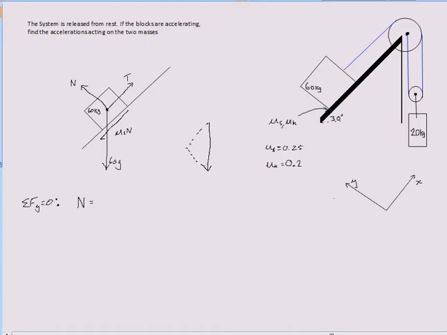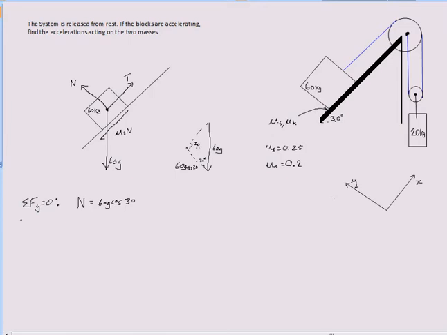We know that this angle right here is 30, which means this angle here is 30, which means the component of gravity in the vertical direction is simply going to be 60g cosine 30. Which means that n is going to be equal to 60g cosine 30. If the sum of forces is equal to 0, that means the sum of forces going up are equal to the sum of forces going down, which means this equation must hold at all times.